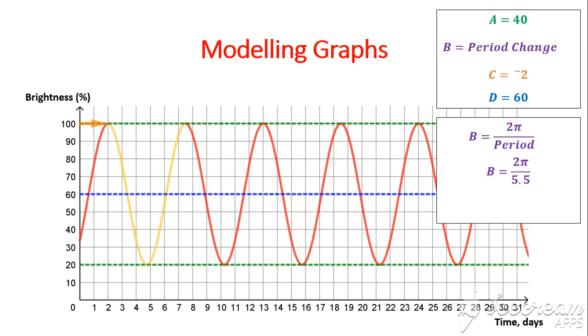Now we don't like decimals and fractions. Because it's 5.5, we're going to double the top and double the bottom. So double the top to get 4 pi, double the bottom to get 11. So B is equal to 4 pi over 11.